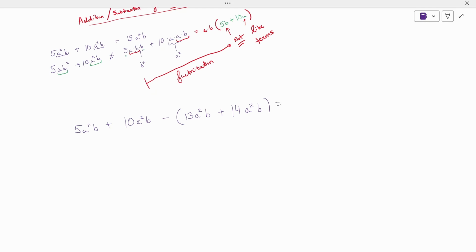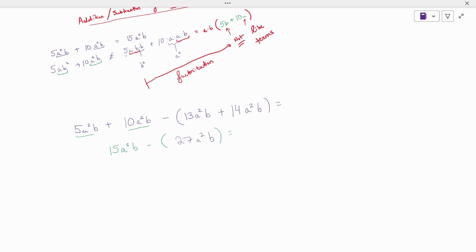And then what's going to happen is the following. First of all, you may add your like terms outside of the parentheses together. You have 5a squared b and a 10a squared b. That gives you 15a squared b. And of course, we're subtracting from this the quantities that are inside of the parentheses, which in this instance are also like terms. So by PEMDAS, if you look inside of the parentheses, we see 13 and 14 added together because they're like terms. We get 27a squared b.